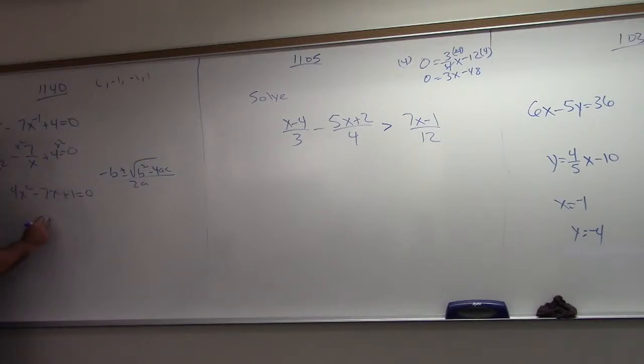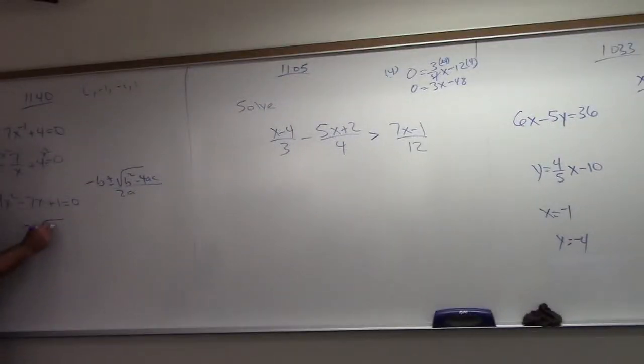Negative b, positive 7, plus or minus the square root of 49 minus 4 times 4 times 1, all over 2 times 4. 7 plus or minus the square root of 49 minus 16 is 33, over 8. You can stop right there.